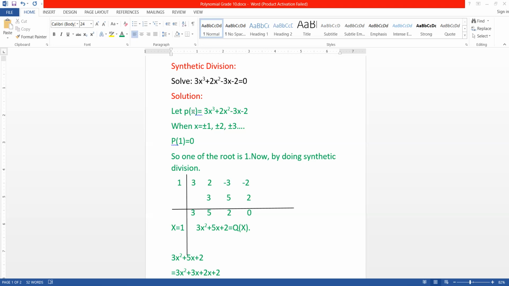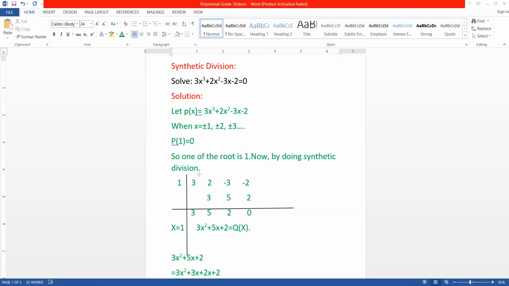We suppose the polynomial p(x) of degree 3 is 3x cubed plus 2x squared minus 3x minus 2. We call this a polynomial because the number of terms is more than 3. For the possible values of x, since 2 times 3 is 6, the factors of 6 are plus minus 1, plus minus 2, plus minus 3, and plus minus 6. But let's start from plus minus 1. Putting x equals 1, we get 3 times 1 cubed plus 2 times 1 squared minus 3 times 1 minus 2, which equals 5 minus 5, equals 0. So one of the roots is obviously x equals 1.